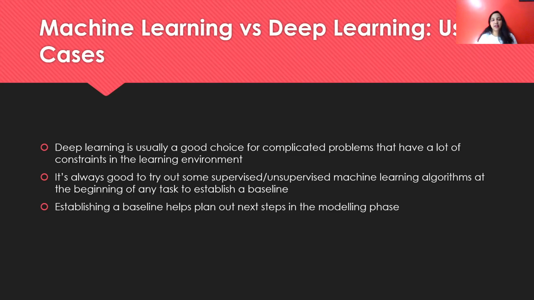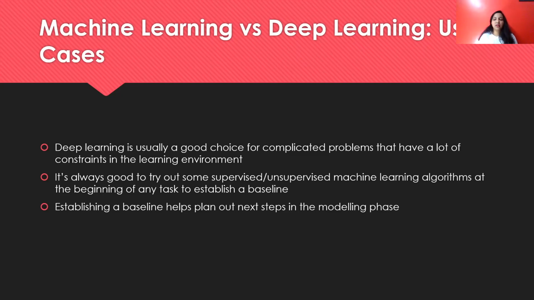But that being said, I personally feel that it's always good to try out some supervised or unsupervised machine learning algorithms at the beginning of any task just to establish a baseline. Because once you decide how well machine learning classifiers can do, you can really quickly tell whether the problem statement calls for ensemble learning or deep learning. Basically, it just helps you plan out your next steps in the modeling phase.